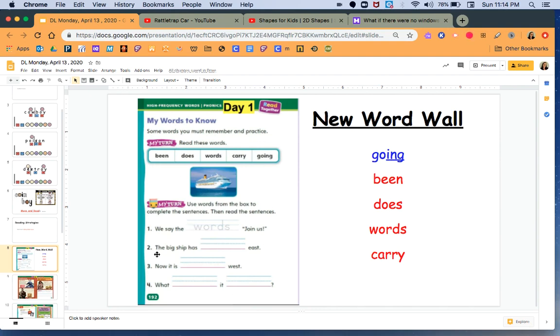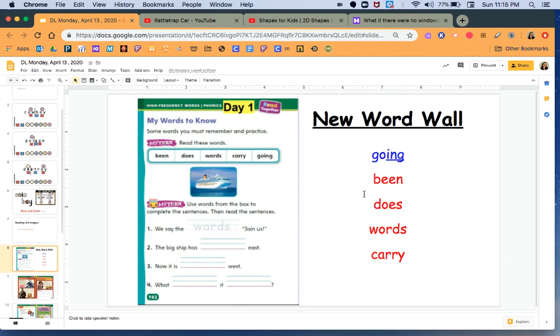Okay, next sentence. The big ship has east. The big ship has going east. The big ship has been east. The big ship does east. The big ship carry east.